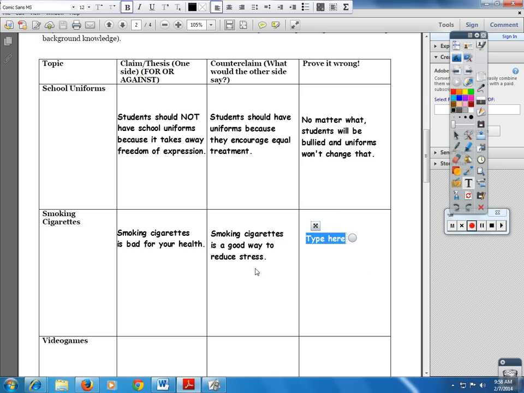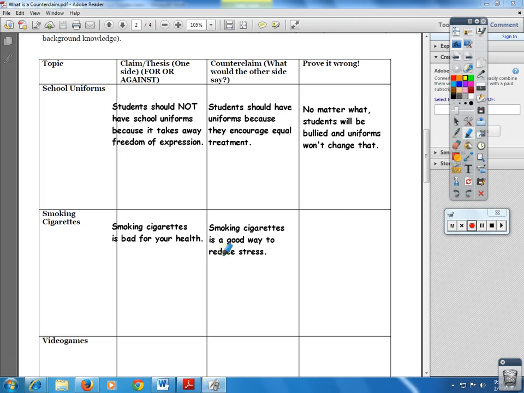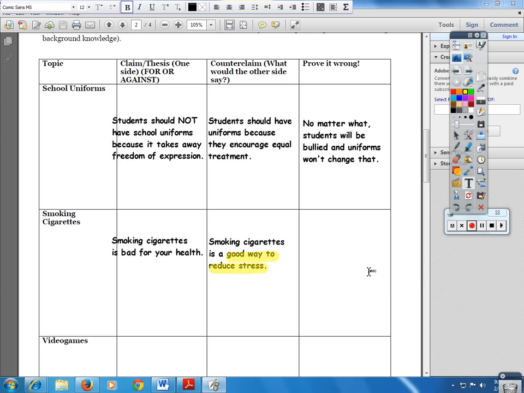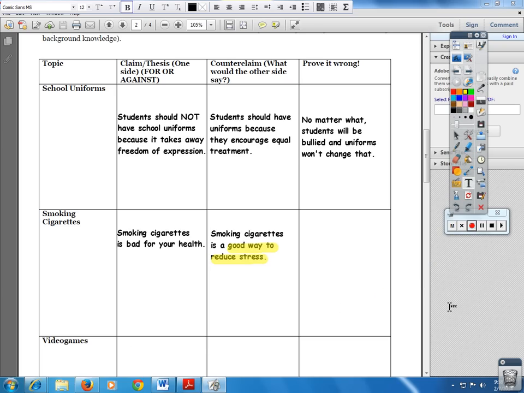So remember, you're directly addressing a good way to reduce stress. How can you prove that wrong? How can you prove smoking cigarettes is not the only way to reduce stress? So write something in your box here. Okay, you can pause the video now and do that, and then when you're ready, move on to the third one.